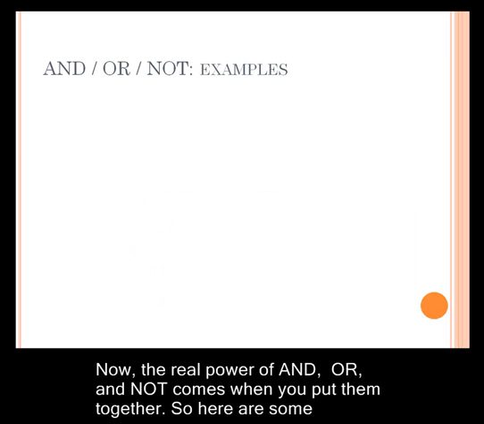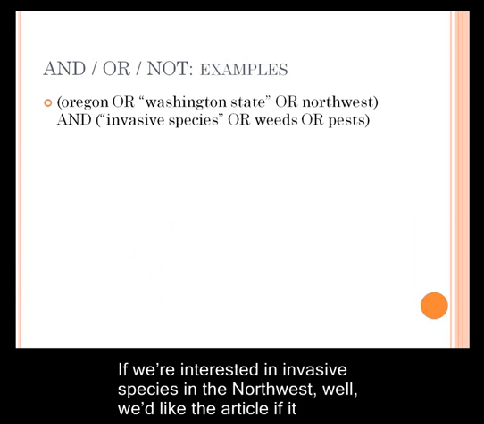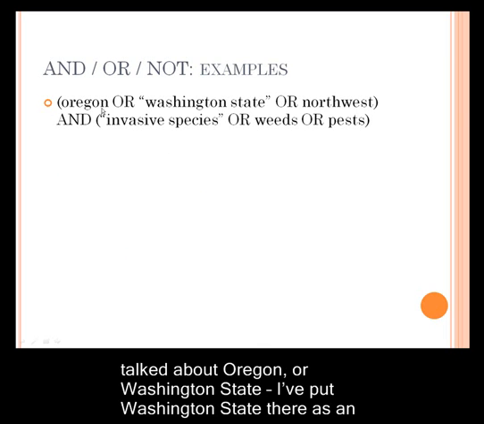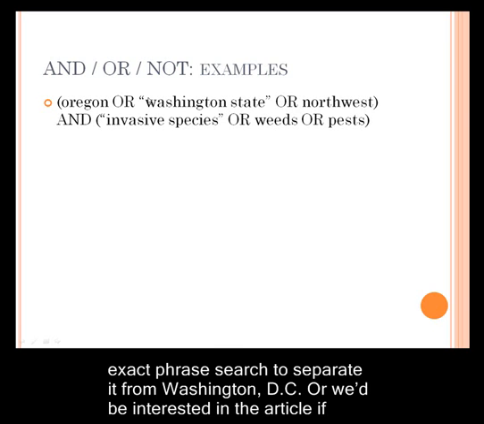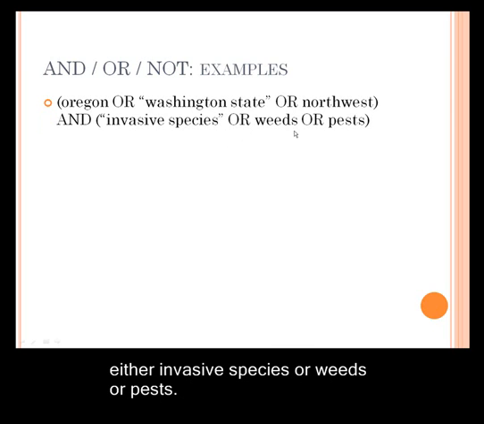Now the real power of and, or, and not comes when you put them together. So here are some examples of realistic searches that you might do. If we're interested in invasive species in the Northwest, well, we'd like the article if it talked about Oregon or Washington State. I put Washington State there as an exact phrase search to separate it from Washington, D.C. Or we'd be interested in the article if it talked about the Northwest. So any of those would be fine, as long as it also talks about either invasive species or weeds or pests.